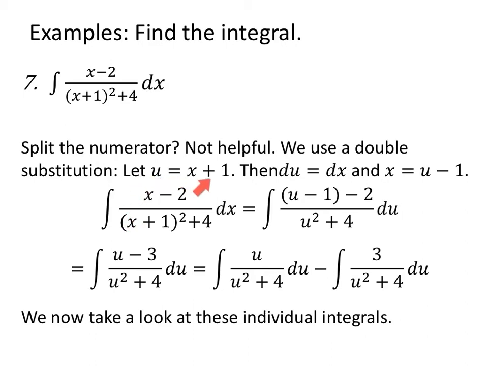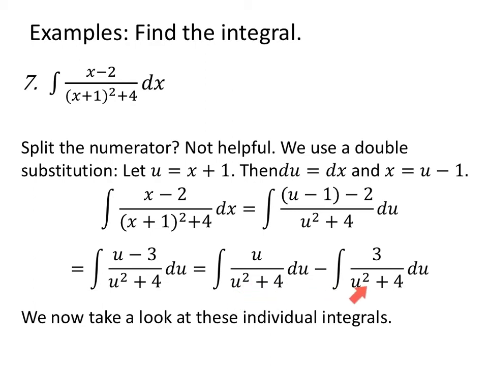We'll let u be x plus 1. Then du, if we had a space in there, would equal dx. But more importantly, x can be solved for, and x is u minus 1. So, taking our original integral, I'll replace x with u minus 1. I'll replace x plus 1 with u. Simplify my numerator. I'll end up with the integral of u minus 3 over u squared plus 4.